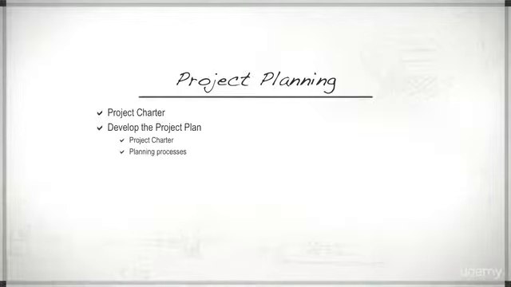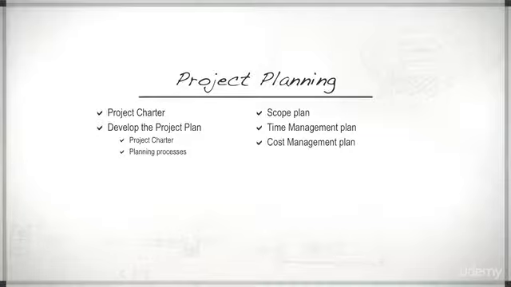Each area contributes a plan specific to the processes within. So, activities pertaining to scope will be detailed within the project's scope plan. Activities pertaining to time will be found within the project's time management plan, and activities pertaining to cost will be located within the project's cost management plan, and so on throughout all the knowledge areas. All of these plans are known collectively as subsidiary plans within the project management plan.